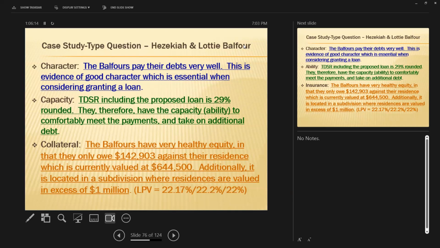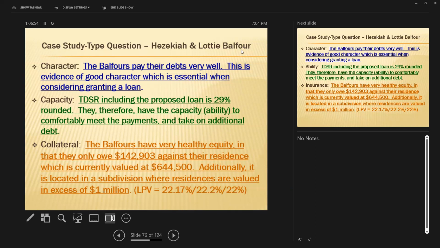Okay. So when it comes to capacity, well, let me go back to that. So again, for the exam or for the sake of this class, you really only need to say the Balfours pay their debts very well, right? And if you want to elaborate, as evidence of no late payments or very few late payments, or as evidence from the bank statements provided, it's up to you. But the main point is the Balfours pay their debts very well. You got 1 point.